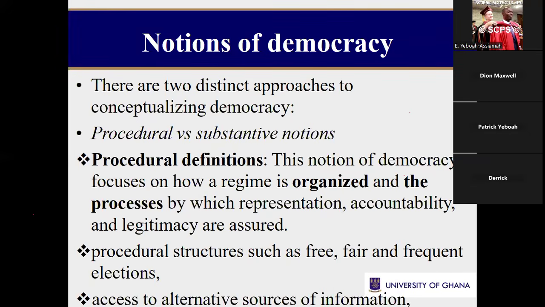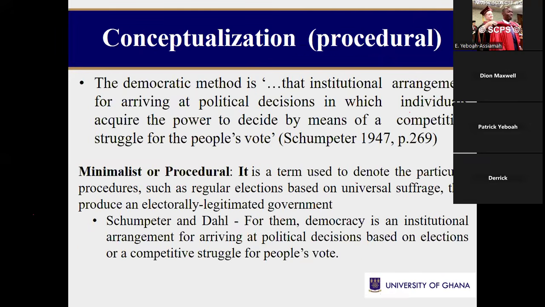So my dear friends, with procedural, we are talking about the minimalist approach. Now, scholars like Schumpeter have argued that the democratic method, which of course is the procedural, is that institutional arrangement for arriving at political decisions in which individuals acquire the power to decide by means of a competitive struggle for the people's vote. So by procedural, the focus is on elections. Did the government assume power through some form of elections?